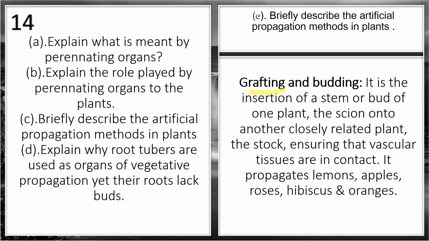We have grafting and budding. It is the insertion of a stem or bud of one plant, which we call the scion, onto another related plant, the stock, ensuring that the vascular tissues are connected. It propagates lemons, apples, roses, hibiscus, and oranges.